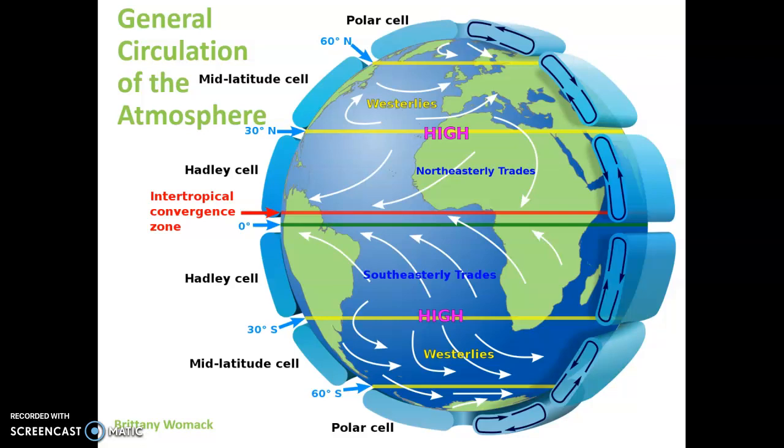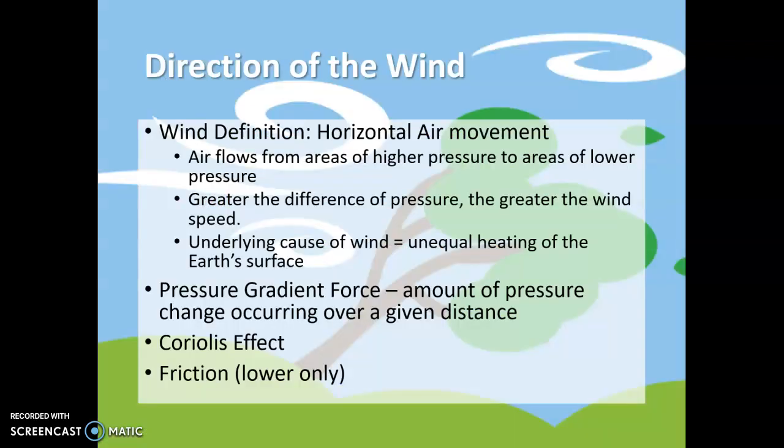Today we are discussing the general circulation of the atmosphere. On my first slide, we are looking at the direction of the wind. I thought I would start with the definition. Wind is air that flows from areas of higher pressure to areas of lower pressure.